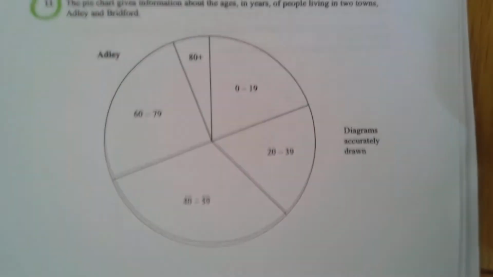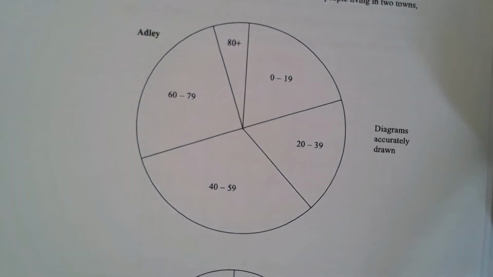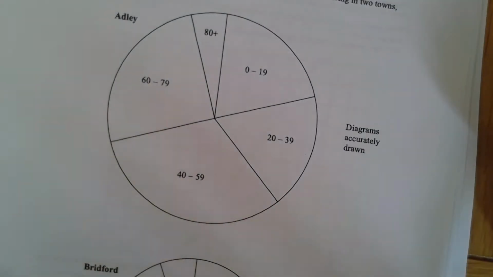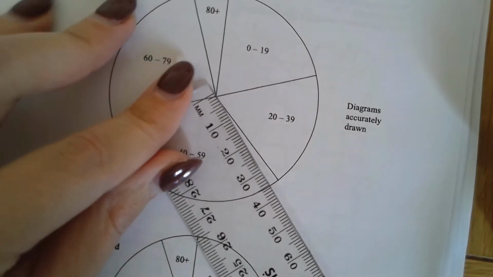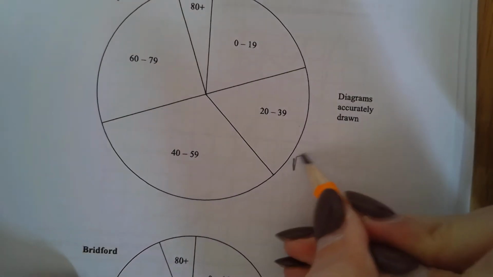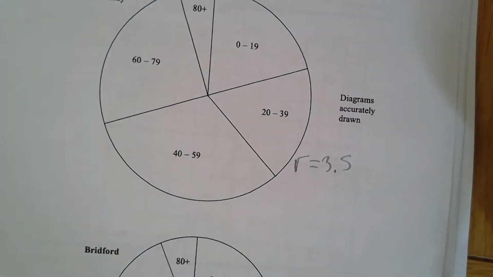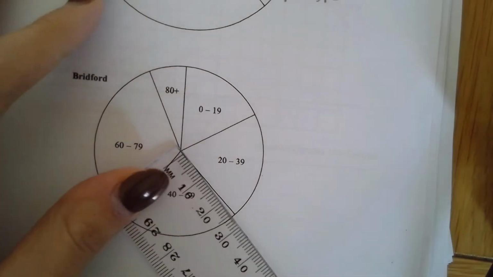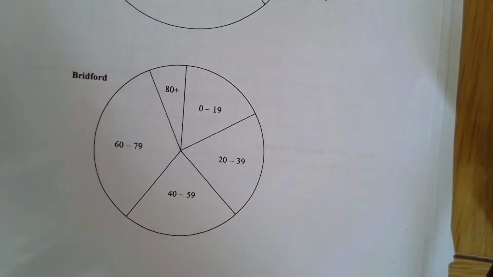What proportion of the total number of people living in the two towns live in Adley and are aged 0 to 19? Okay, so we're going to start with the areas of the pie charts. It says they're accurately drawn. So my radius is 3.5, and my radius down here is 2.5.